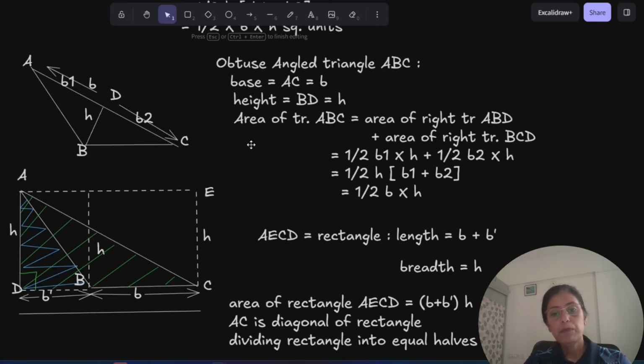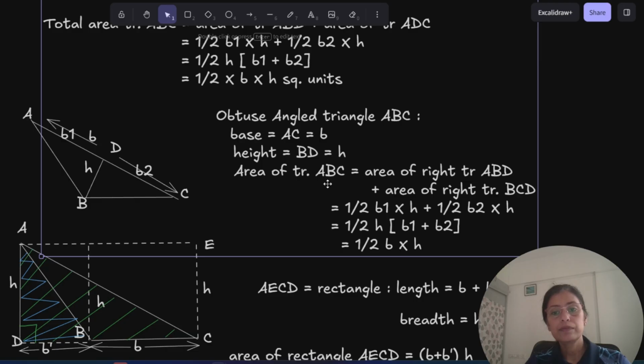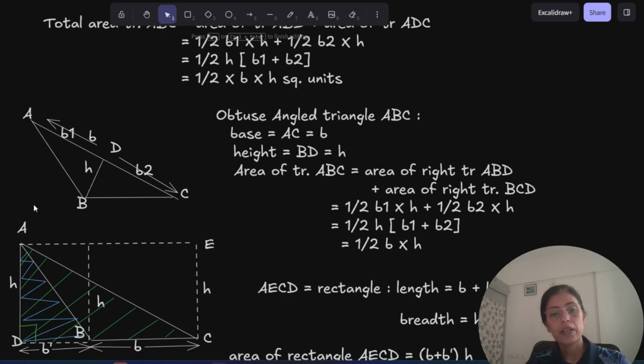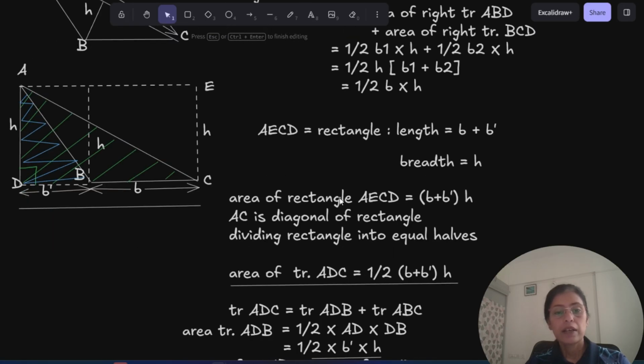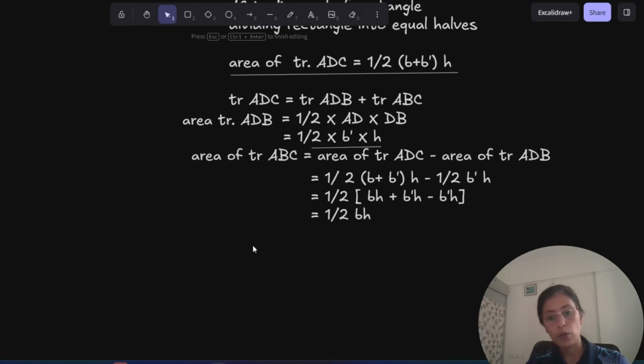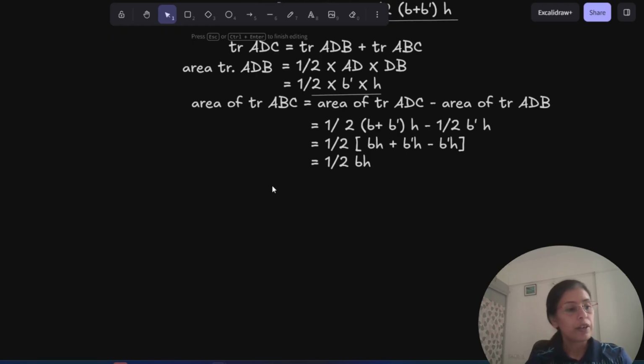So it's the same thing what we got here when we proved using this one. I drew a perpendicular from B to AC, right? Rather than drawing the perpendicular from A to BC. So that was a simpler one. But if you want something challenging, you can follow this other one also. That is the second method. So this is our area of triangle.